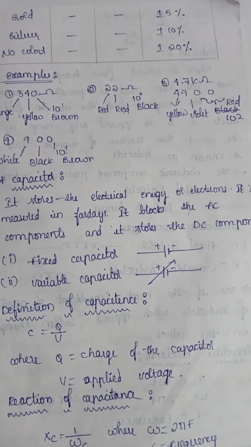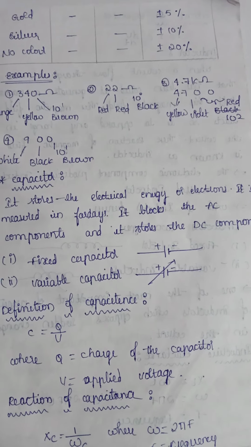Next, 900. 9 means white. 0 means 10 power 0, black, and 10 power 1 means brown. This is the color coding.